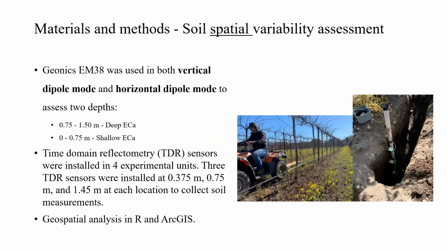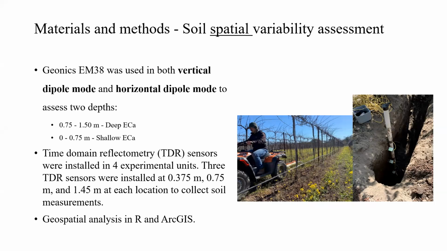So to assess the soil spatial variability, EM38 was used in both vertical mode and horizontal mode to assess two depths, including deep, which is from 0.75 to 1.5 meters deep, and shallow, from 0 to 0.75 meters deep.